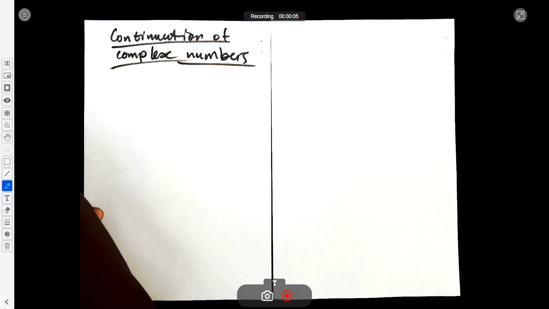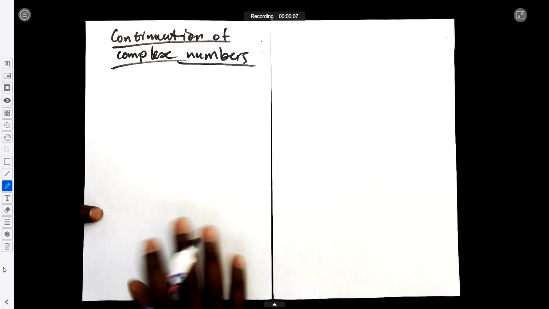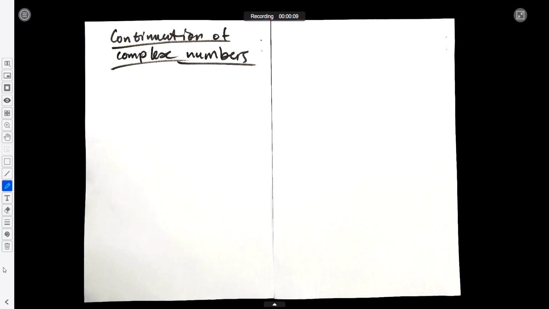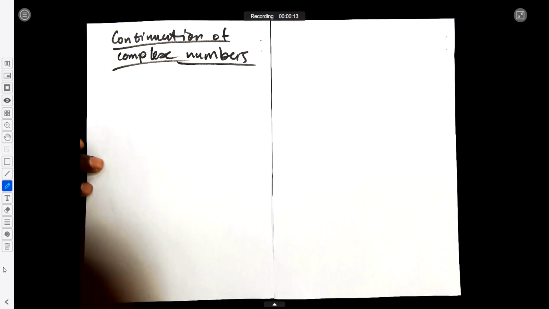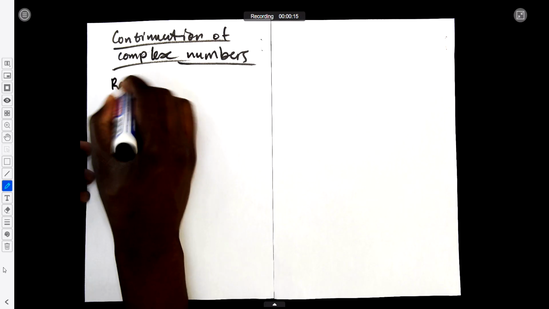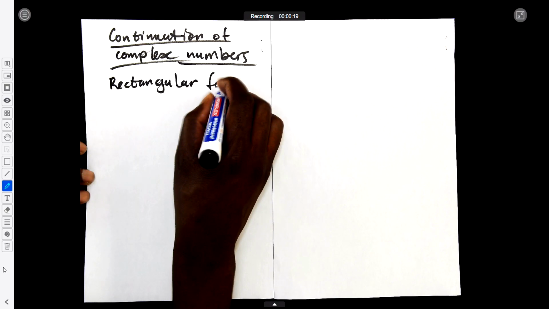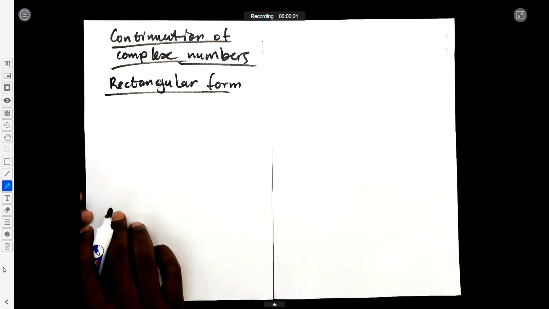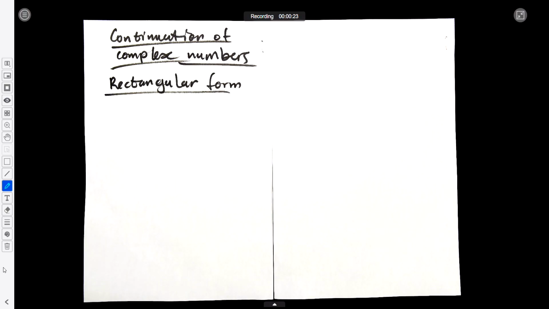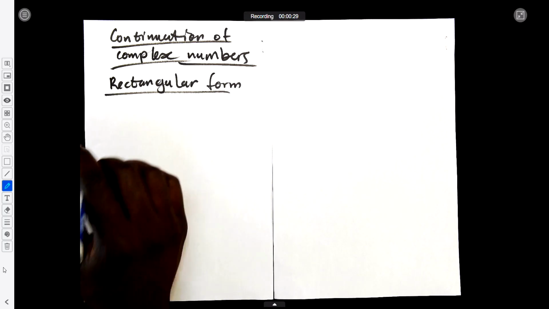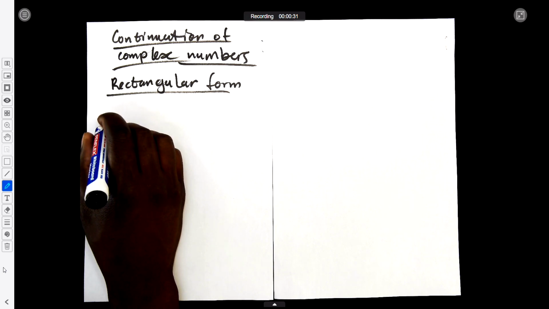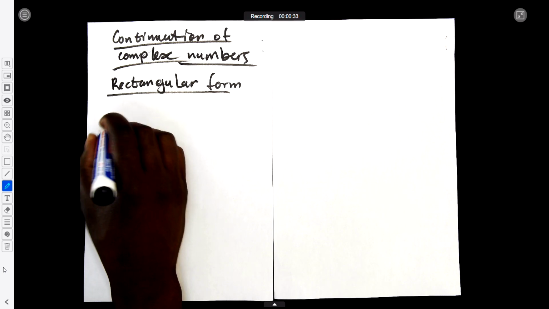As we continue with complex numbers, I want us to look into the division of complex numbers in rectangular form. But before we go to division in rectangular form, there are a few things that I want you to note. First of all, it's when, for an example, we are having division.